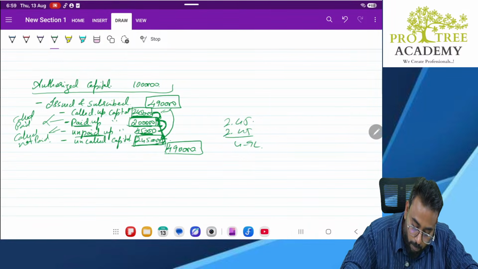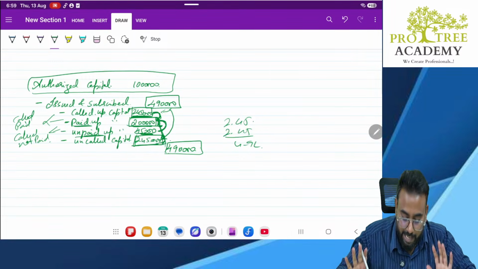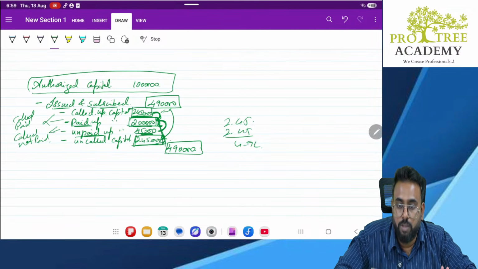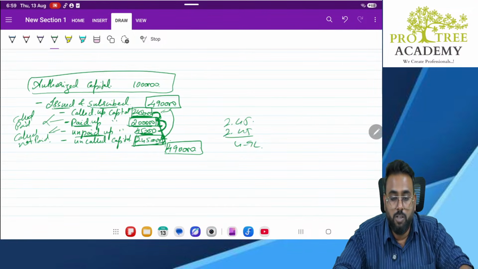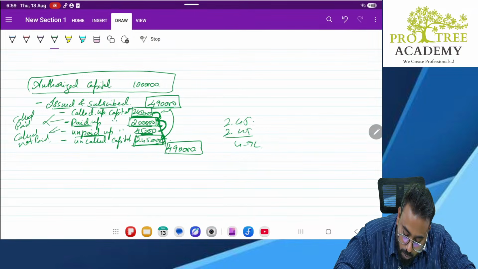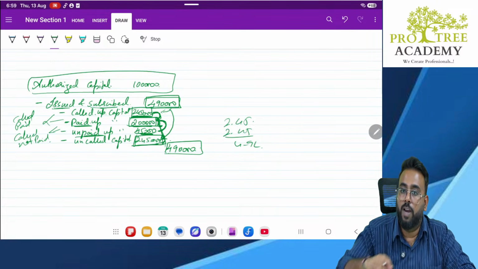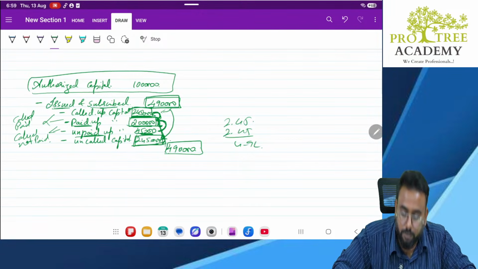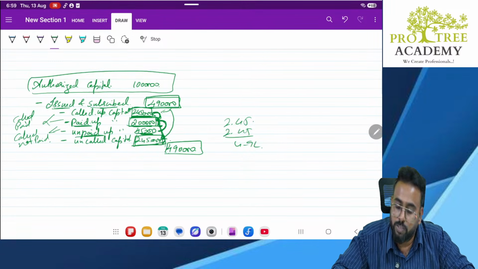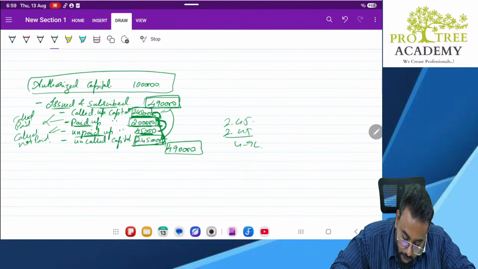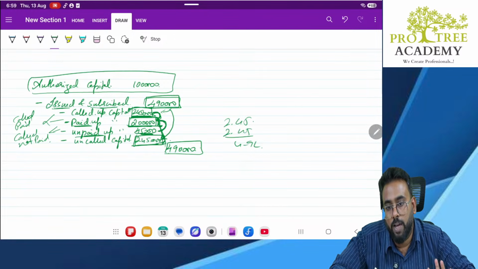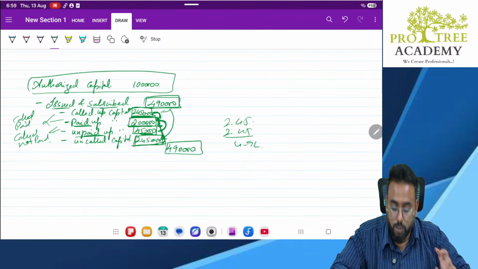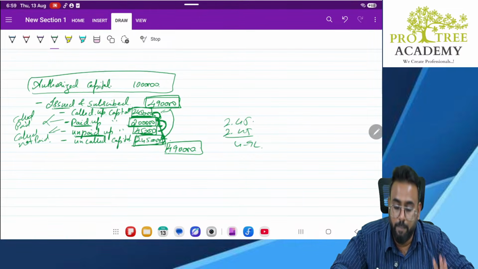What is the maximum amount I can call? I can call 10 lakhs. What is the amount you have actually issued? You have issued only 4,90,000. Out of this 4,90,000, how much money you are actually calling for? I am calling for 2,45,000. How much they have paid? They have paid only 2 lakh rupees, sir. So remaining, how much is receivable? Receivable is 45,000, sir. So this receivable is called as unpaid capital.